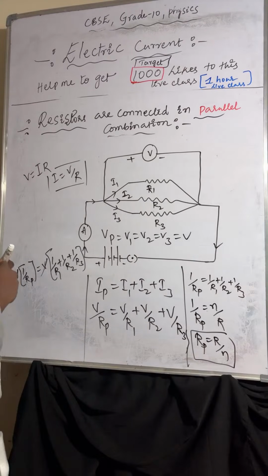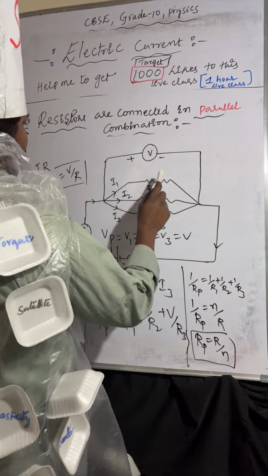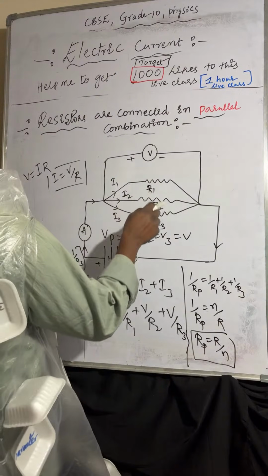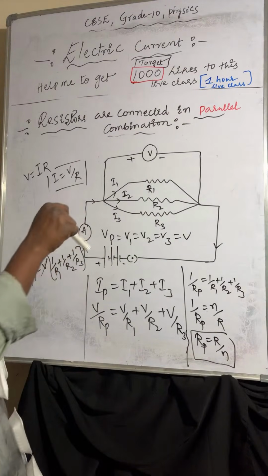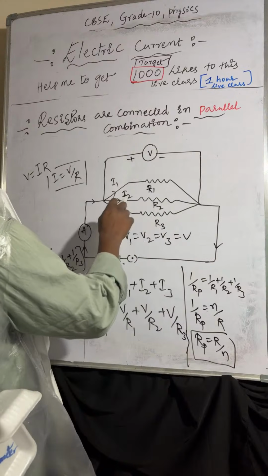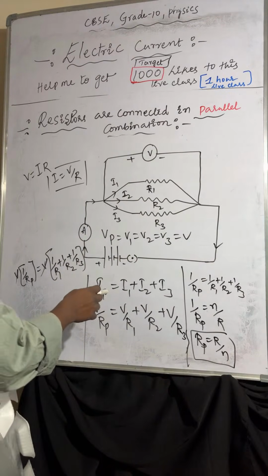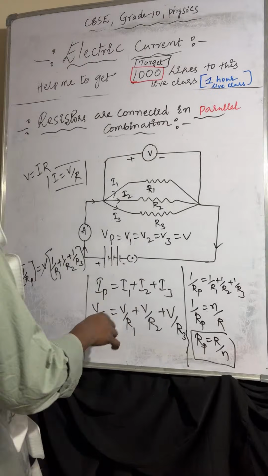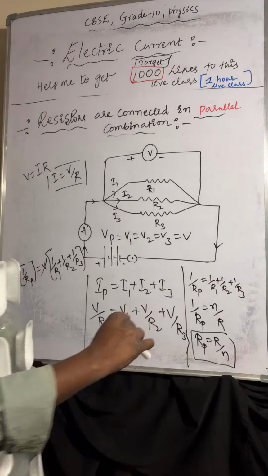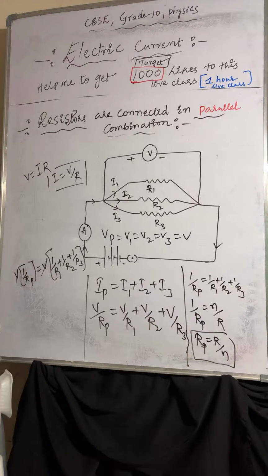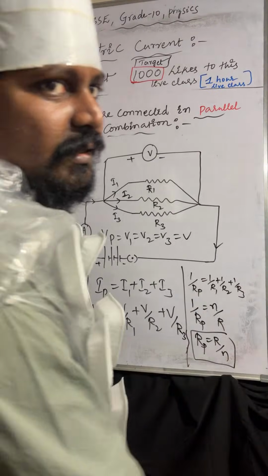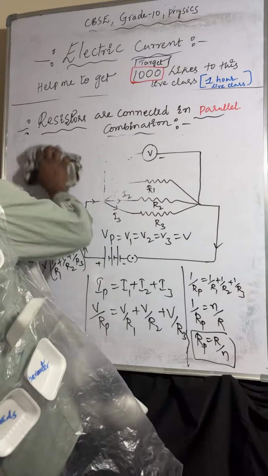Next one, check once again. Potential difference across R1, R2, R3 is the same, but the current passing is different, because across R1 it is I1, across R2 it is I2, across R3 it is I3. So current Ip equal to I1 plus I2 plus I3. V by Rp equal to V by R1 plus V by R2 plus V by R3. 1 by Rp equal to 1 by R1 plus 1 by R2 plus 1 by R3. If n number of resistors are connected in parallel combination, 1 by Rp equal to n by R, so Rp equal to R by n. Understood? Yes. Next.